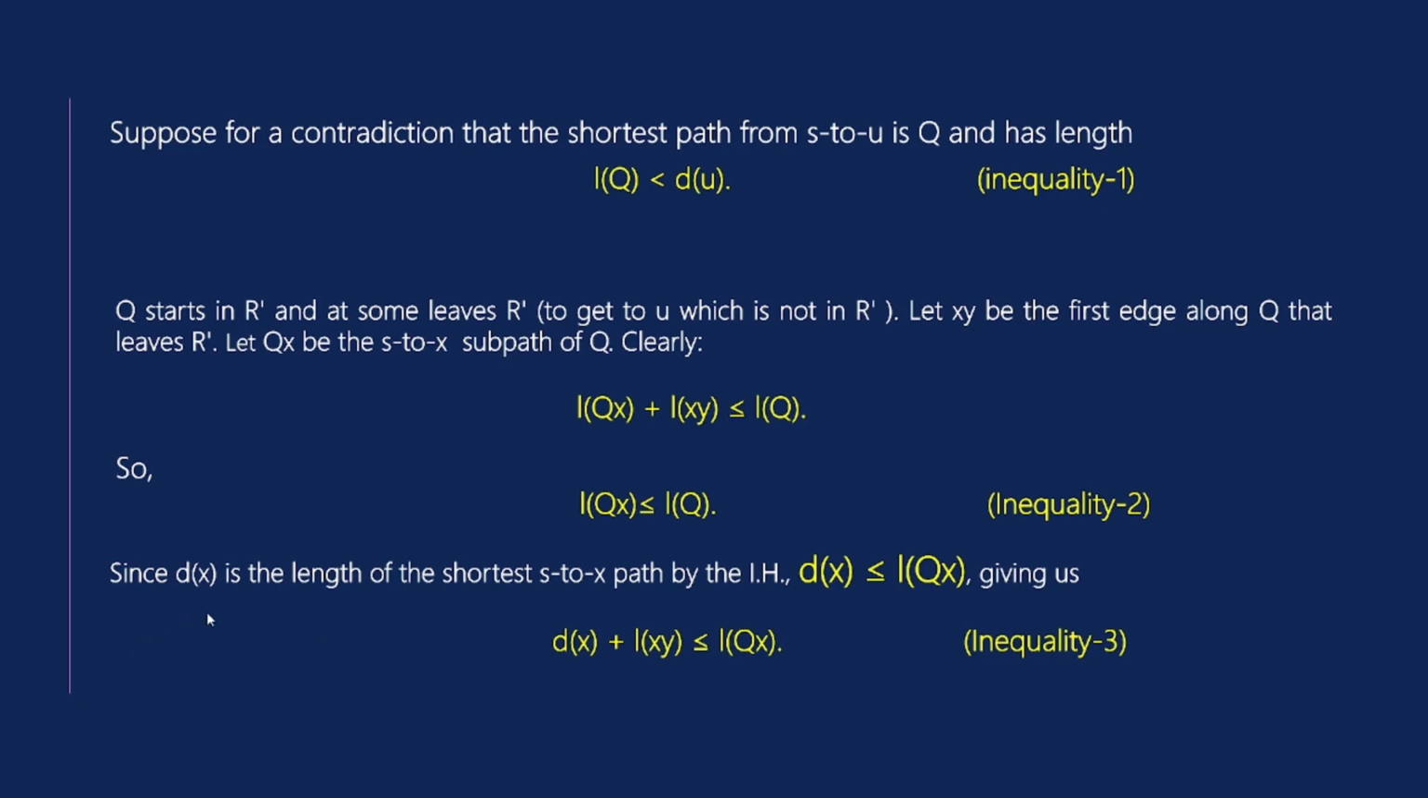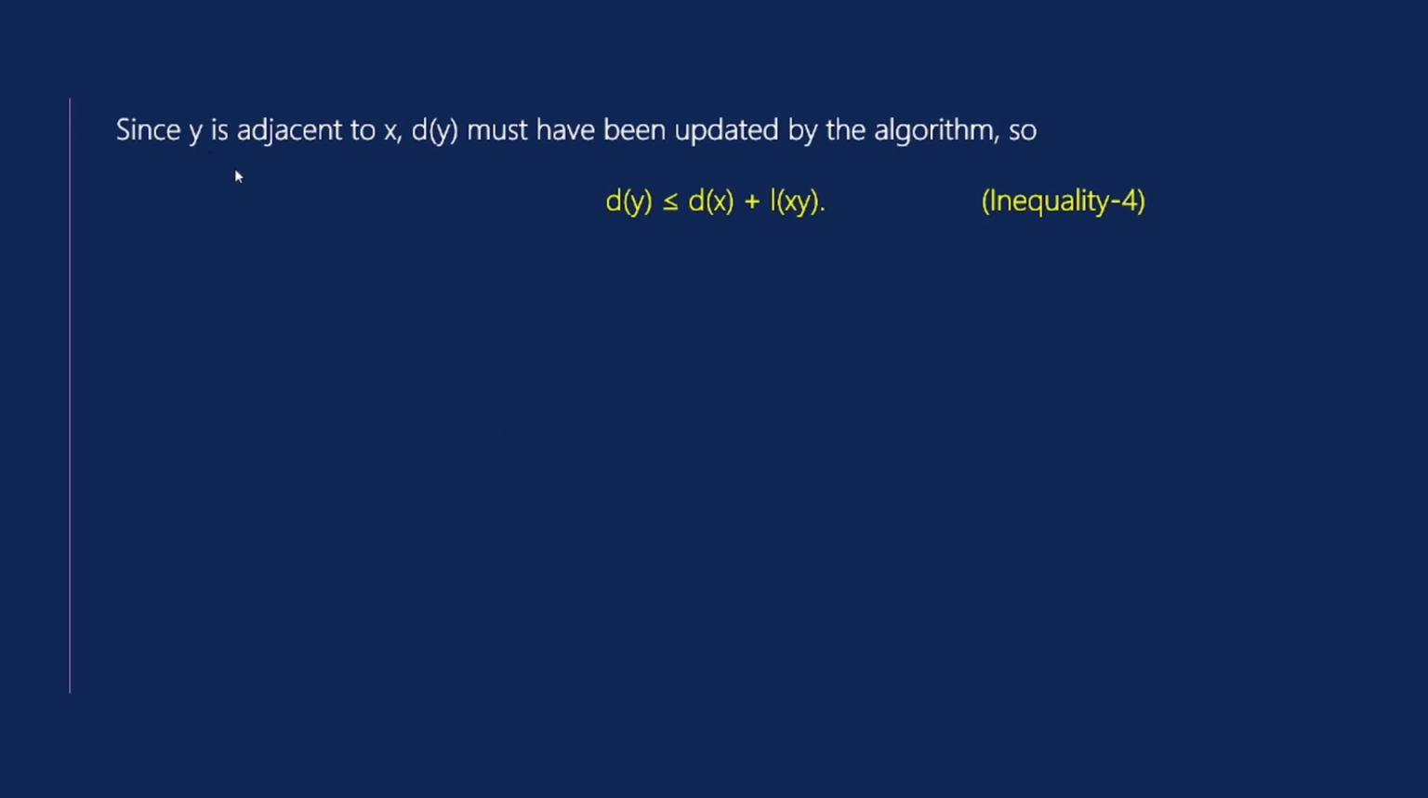Since d of x is the length of the shortest S to x path, by the inductive hypothesis it has the correct label. So d of x is less than or equal to L of Qx, giving us inequality number 3. d of x plus the length of xy is less than or equal to the length of Qx. Since y is adjacent to x, d of y must have been updated by the algorithm. So d of y is less than or equal to d of x plus the length of xy. This is our inequality number 4.